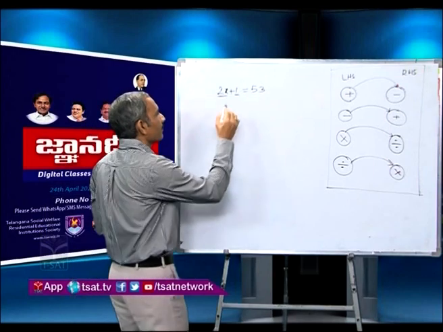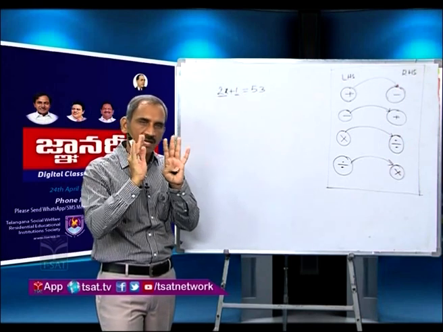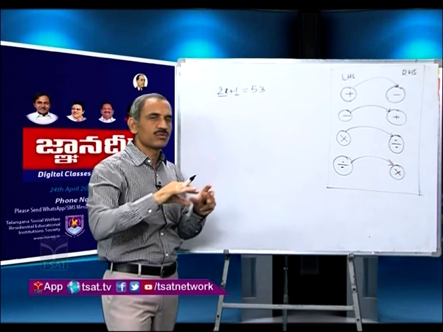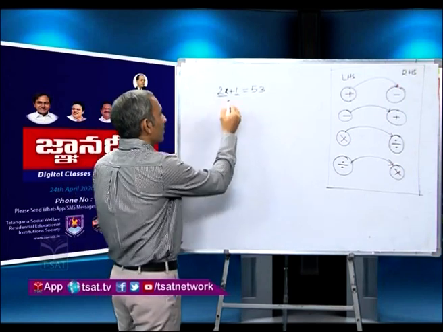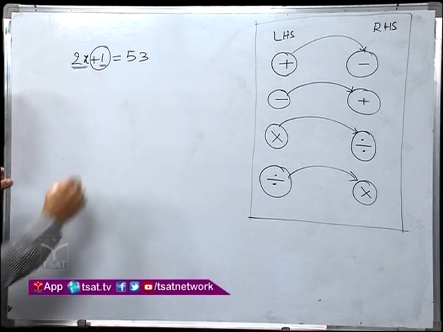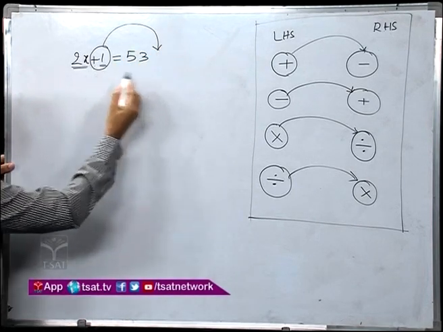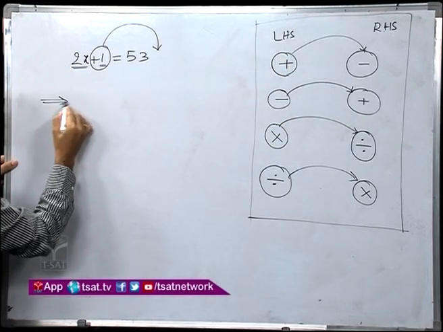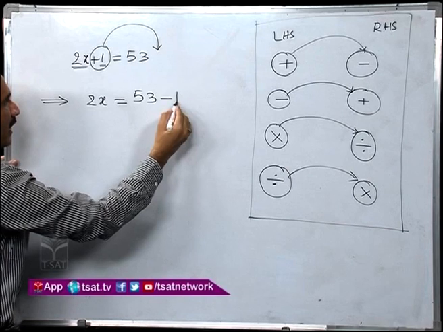Let us see how. Now, first you have to keep that variable term as it is. Whatever quantities are added or subtracted to that variable, first you have to remove all those quantities. Now, here I have plus 1. Okay. Now, I want to remove this plus 1. That means I want to transpose this plus 1 into RHS. This is a positive quantity. If you observe the table, a positive quantity will become a negative quantity. That means 2x is equal to 53, this plus 1 will become minus 1. Am I right?